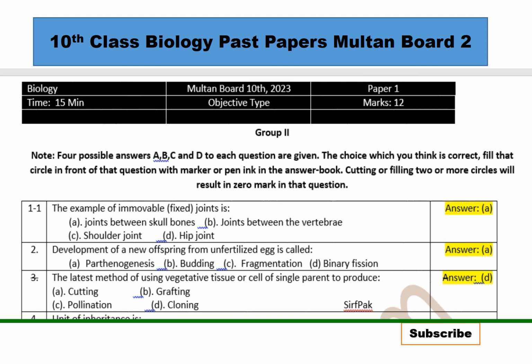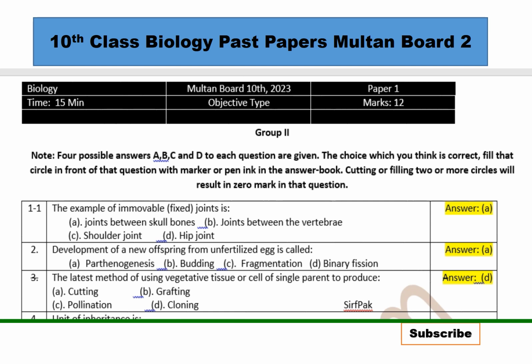यहाँ पे 12 MCQs हैं और इनके साथ आंसर्स भी दिए हुए हैं। Number 1, the example of immovable fixed joints is A. Joints between skull bones, B. Joints between the vertebrae, C. Shoulder joint, D. Hip joint. Correct answer is A. Joints between skull bones.